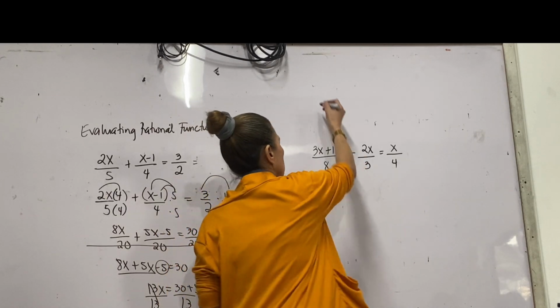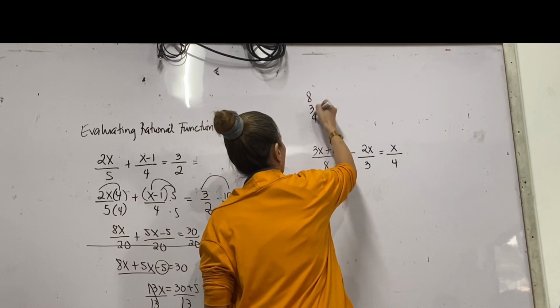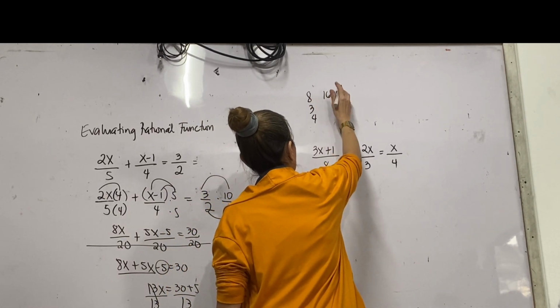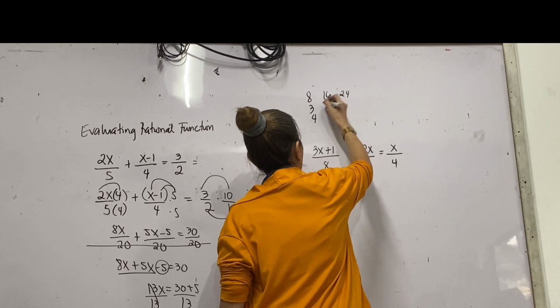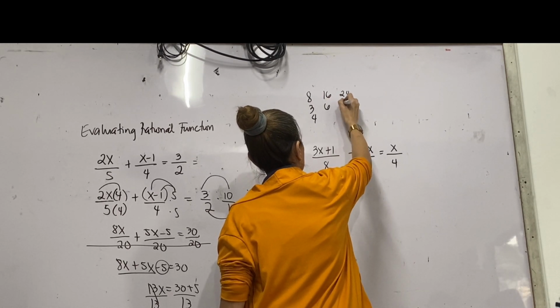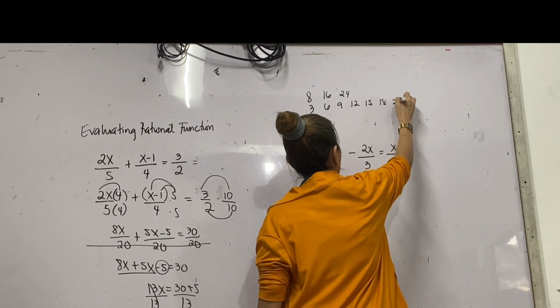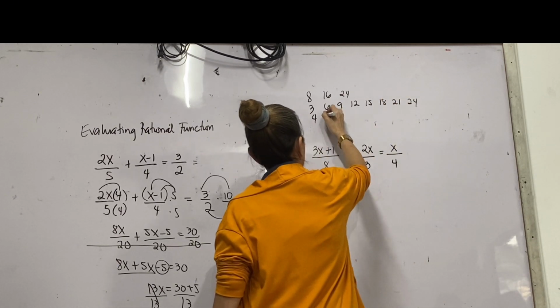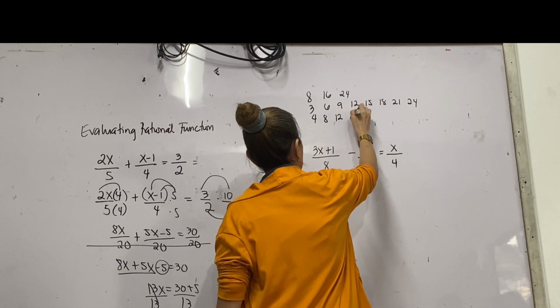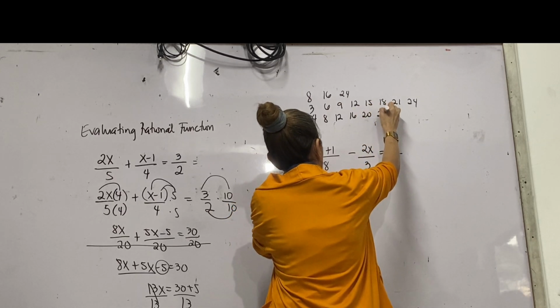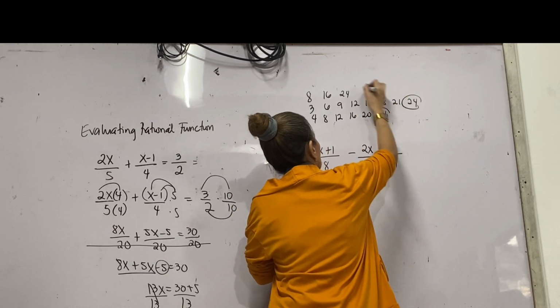8, 3, tsaka 4. 8 plus 8, 16 plus 8, 24. 3 plus 3, 6, 9, 12, 15, 18, 21, 24. 8, 12, 16, 20, 24. Saan sila mag-limit? Sa 24.